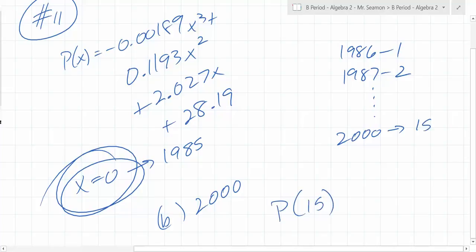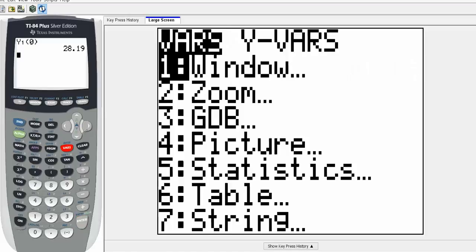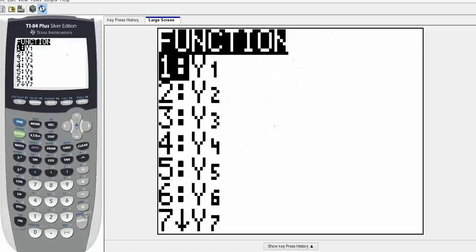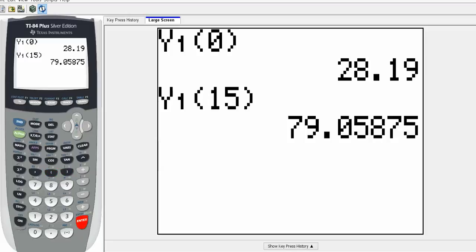So I'm going to show you a shortcut for how to do this cleanly on your calculator, okay? Everybody take out your calculator. It's going to plug 0 in for the value, hit enter. Oh, look what it comes out to be. Then I could go vars, go back to y vars, y1. What was that next? I want to do the year 2000. So what number did I have to plug in? 15, and you hit enter. Oh, look what I get.